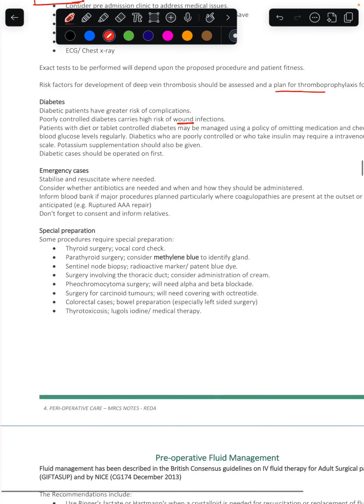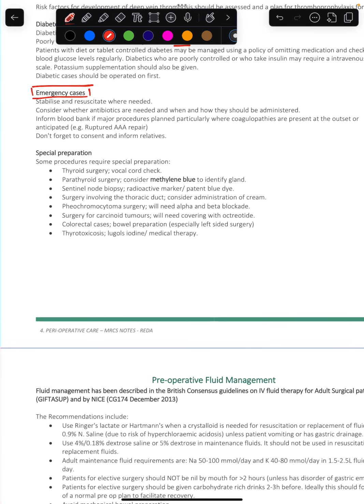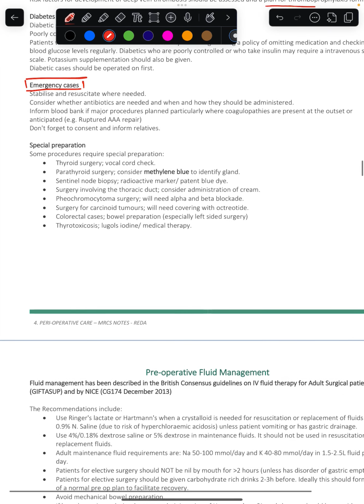Now emergency cases. Here you don't have much time to decide whether the patient has associated pathology. So stabilize and resuscitate the patient. Consider whether antibiotics are needed, and when and how they should be administered. Inform the blood bank for major coagulopathies and all that. Don't forget to inform relatives.